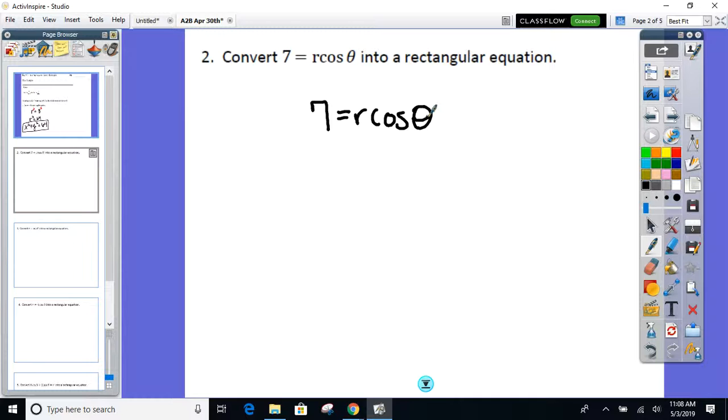Do I need to touch it? I don't need to touch this. Why not? What do you have already on the right side? r cosine theta. What do you know r cosine theta is the same as? x. So this is just going to be 7 equals x. Yeah, you don't have to do a darn thing. But that's what you wanted to make it look like.